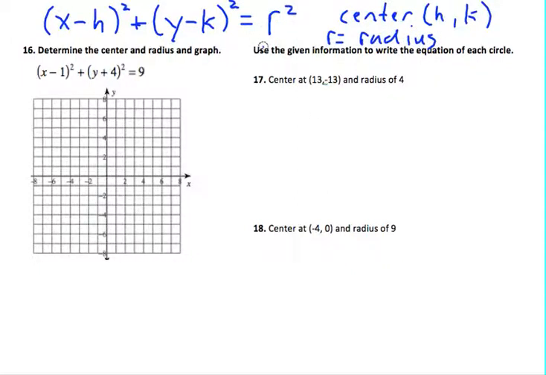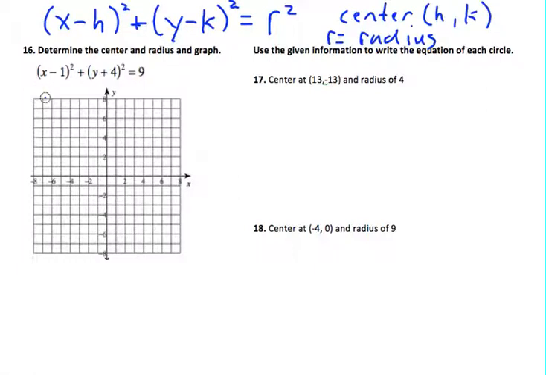It's important to recognize that this says r squared. So if we see 100 written here, that's not our radius, that's our radius squared. Our real radius is the square root, so it would be 10. If we saw 81 written right here, that would mean a radius of 9, because this is whatever 9 squared would be. Let's actually just go ahead and apply that to number 16.